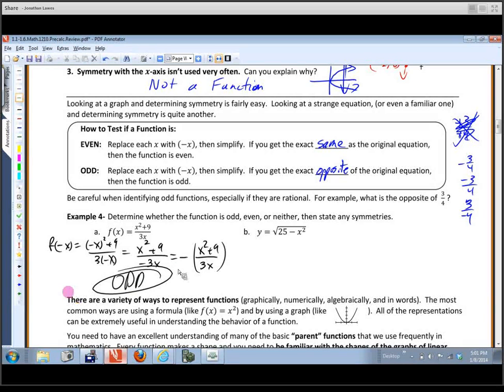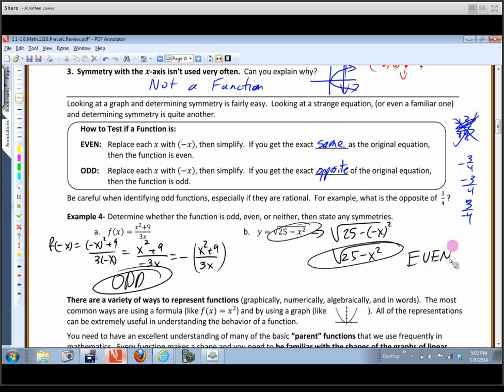Let's take a look at this one right here. Again, we're going to plug in a negative x, so I'm going to just draw an arrow, and I'm going to write 25 minus, and again, plug in parentheses. I'm going to simplify that. That's 25 minus, this would be x squared. So then I compare that to the original one. It's exactly the same, so that means this one is even. So that means this particular graph, if we were to graph this, would show symmetry with the y-axis.